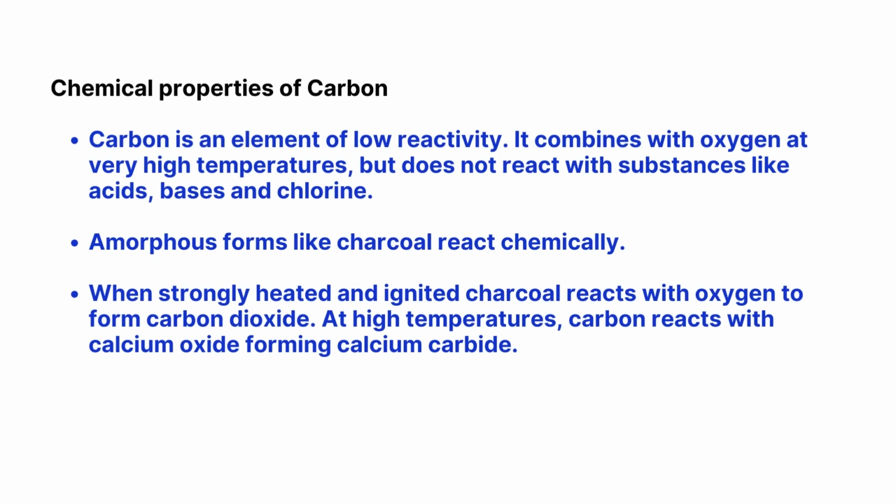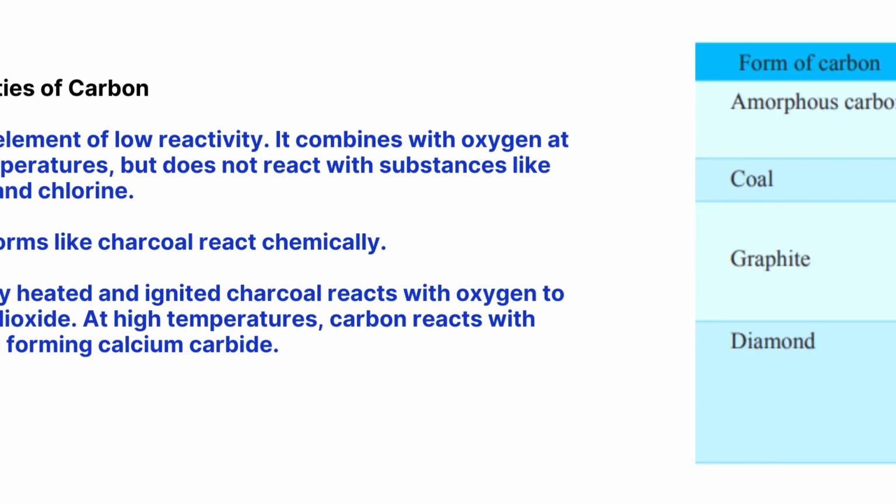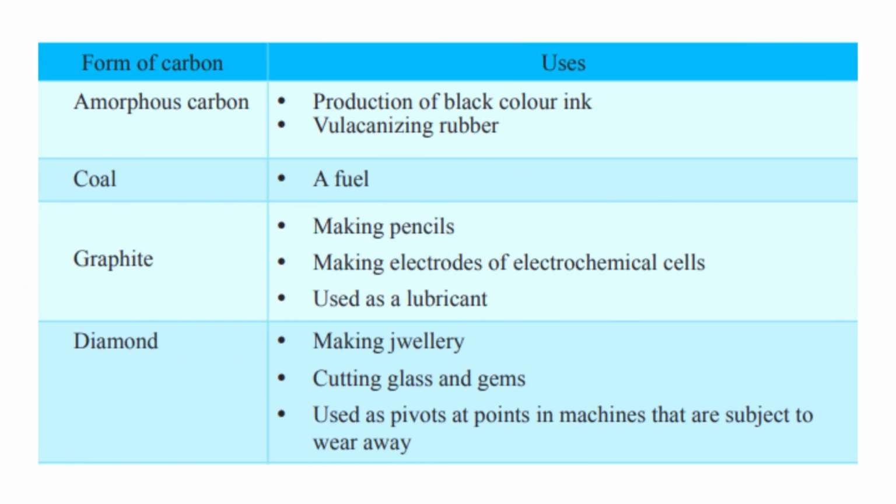Chemical properties of carbon. Carbon is an element of low reactivity. It combines with oxygen at very high temperatures, but does not react with substances like acids, bases, and chlorine. Amorphous forms like charcoal react chemically. When strongly heated and ignited, charcoal reacts with oxygen to form carbon dioxide. At high temperatures, carbon reacts with calcium oxide forming calcium carbide. Uses of carbon. Different allotropes of carbon have different uses.